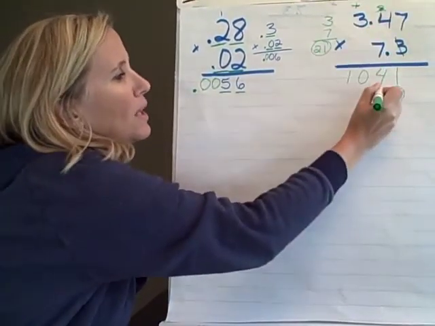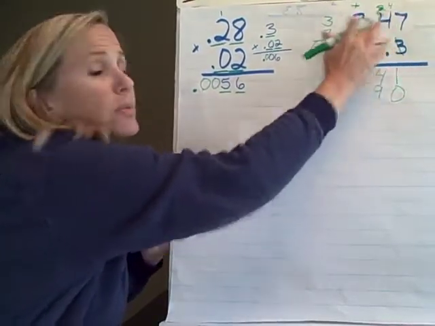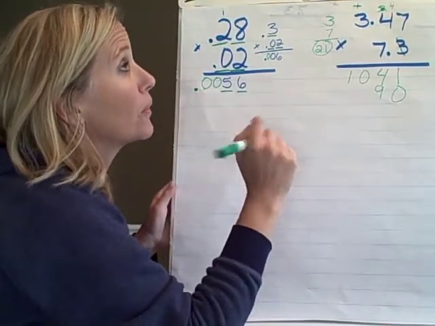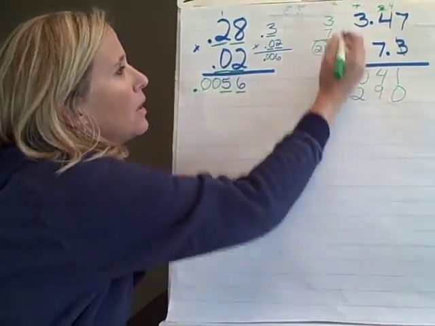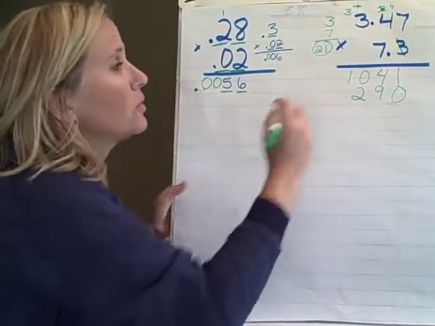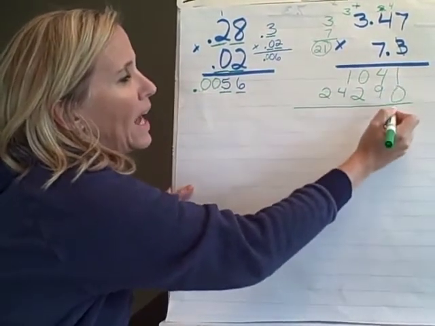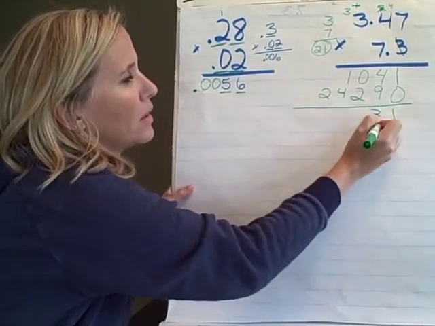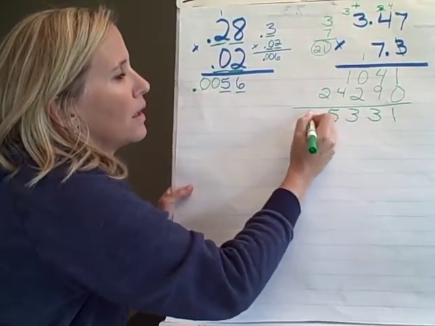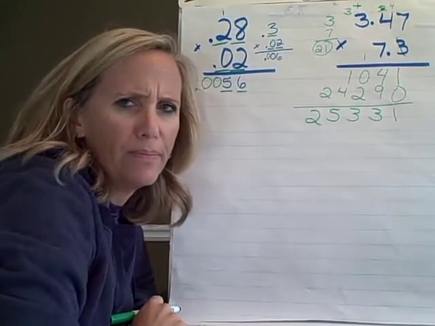7, and I'm going to cross these out so I don't get mixed up. 7 times 7 is 49. Write down the 9, carry the 4. 7 times 4 is 28, plus 4 is 32. And 7 times 3 is 21, plus 3 is 24. I'm going to add, carry my 1. All right. And I have 25,331.